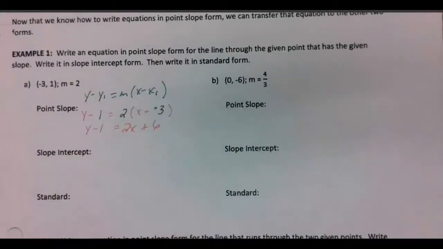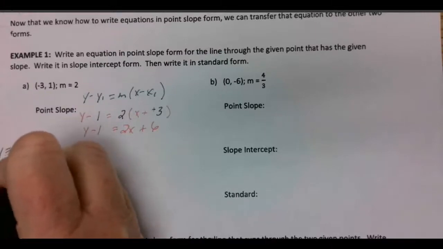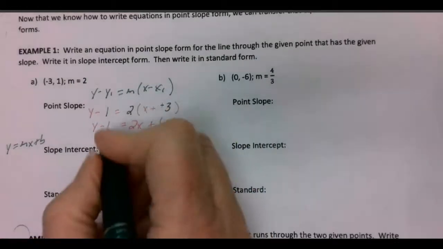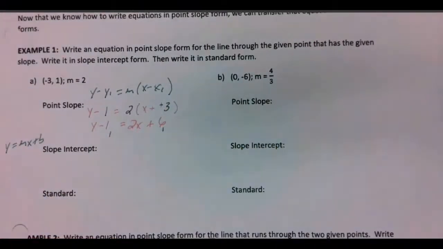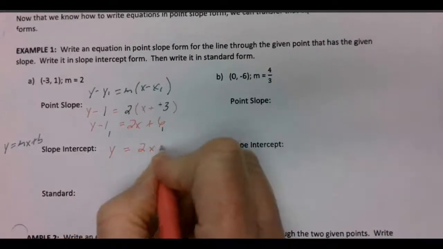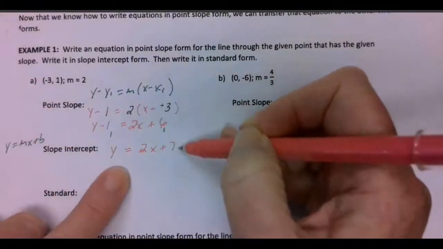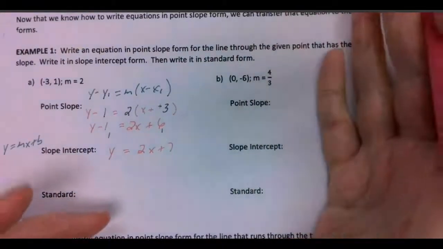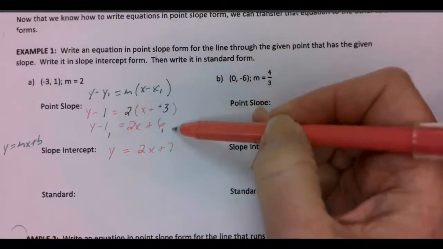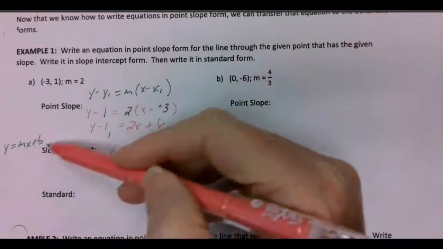To get it in slope-intercept form, remember, slope-intercept is y equals mx plus b. So all we have to do is get y by itself. So just move the 1. So slope-intercept form, y equals 2x plus 7. So by putting it in point slope and simplifying it, we have it in slope-intercept form. Ta-da! By simplifying point slope, we're going to have it in slope-intercept form. We're going to get y by itself. Okay, getting y by itself.